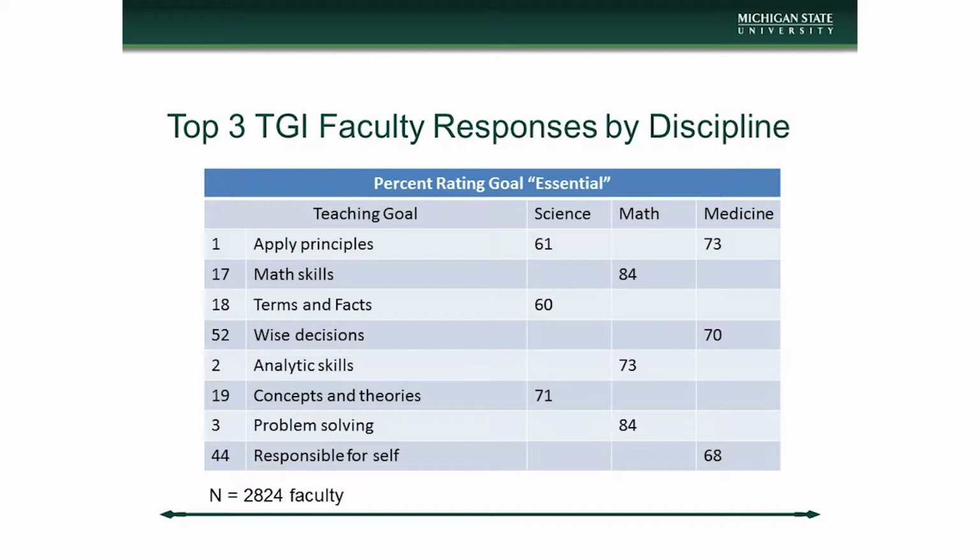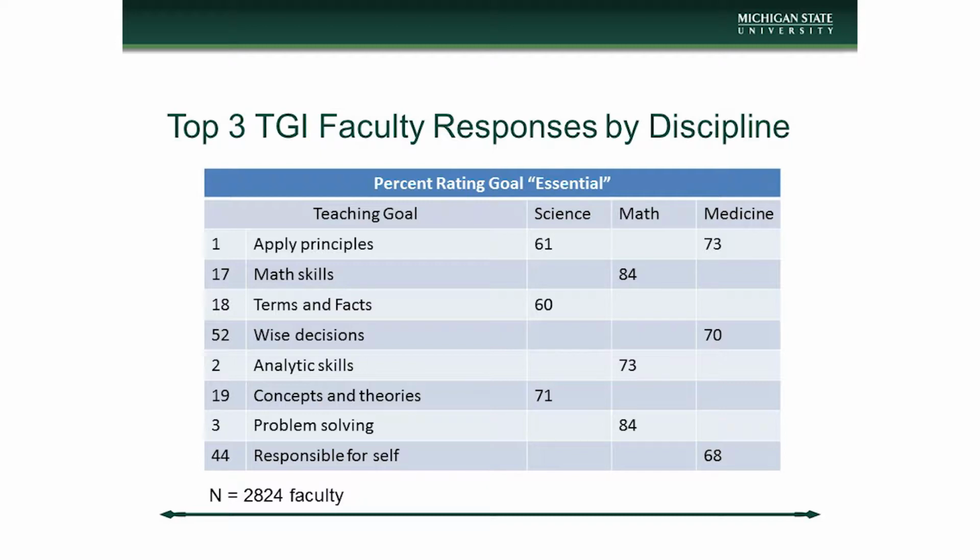But since this is STEM teaching essentials, I focused on the three that were germane to STEM. And so in this context here, 61% of the science faculty in that survey ranked the top goal as applying principles, and that's the individual goals. That's the number one within that first one, develop the ability to apply principles. Obviously, the mathematicians thought math skills were quite important, 84% of those. The science folks, 71% concepts and theories of the discipline. So we've got principles and concepts and theories from the scientists.